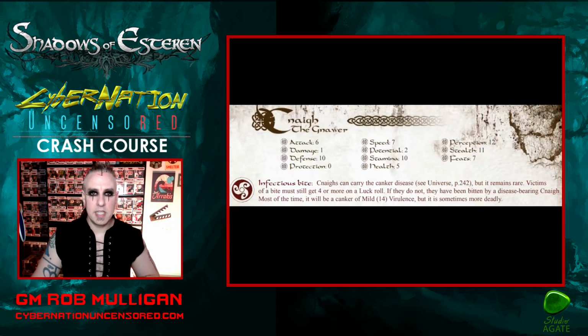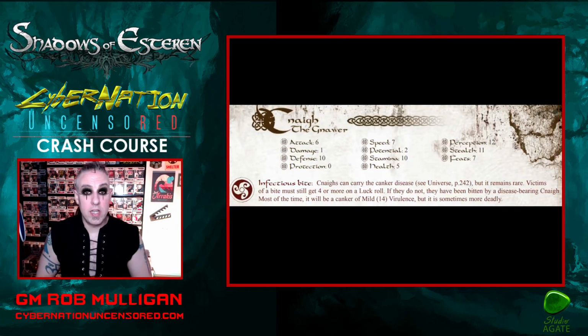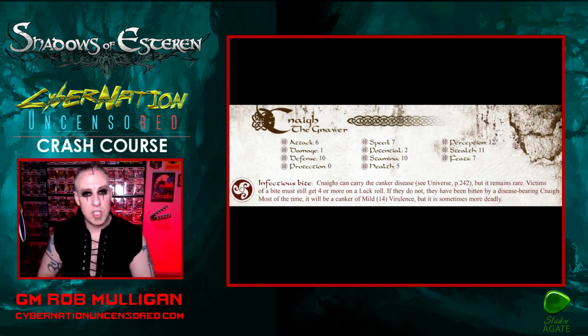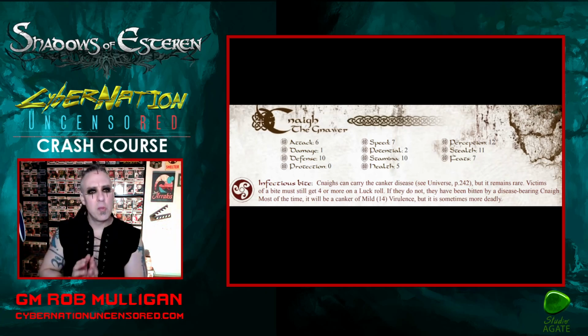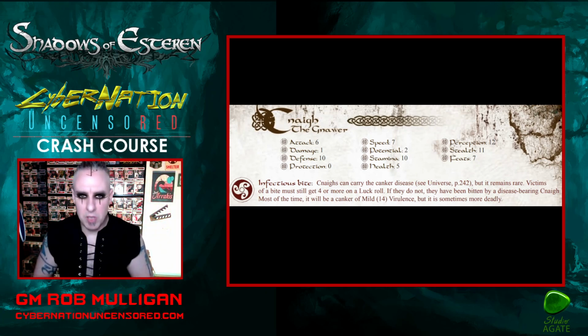All right, the next thing is a Kana the Gnawer. You see the statistics there. Its special thing is an infectious bite. Kana can carry the canker disease. Make sure you check out the healing and alternate damage crash course, because not only do I go over the sections of damage so you better understand that, but also diseases and healing from that and how that works alongside normal damage. But ultimately, they carry the canker disease, but it remains rare.